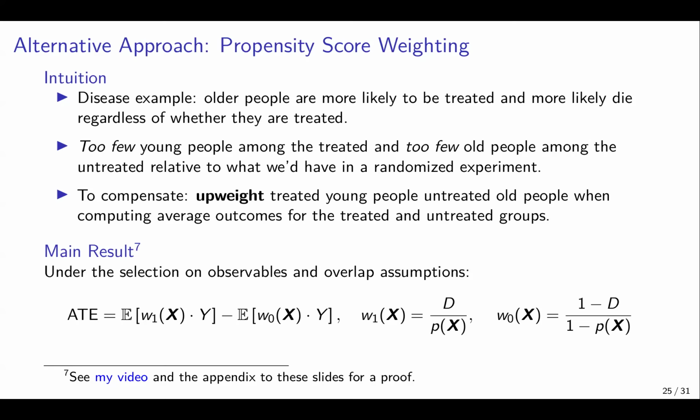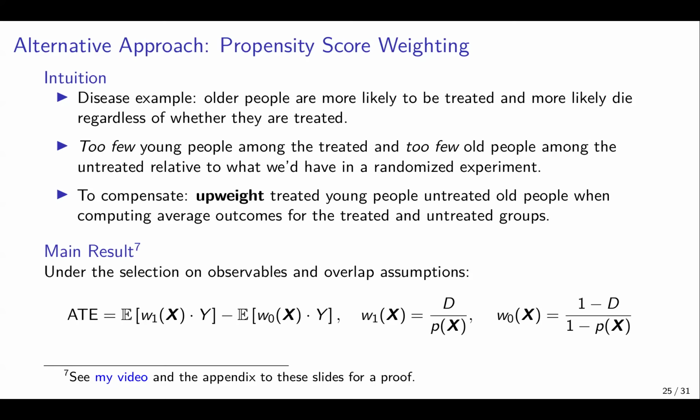So it turns out that the average treatment effect is equal to the expected value of this particular weighted average of y, w1 of x times y, minus the expected value of w0 of x times y. And what are these w1 and w0? Well, there's some weights, and here's how they're defined. So w1 is d, that's the treatment indicator, divided by the propensity score function, so the propensity score of x.